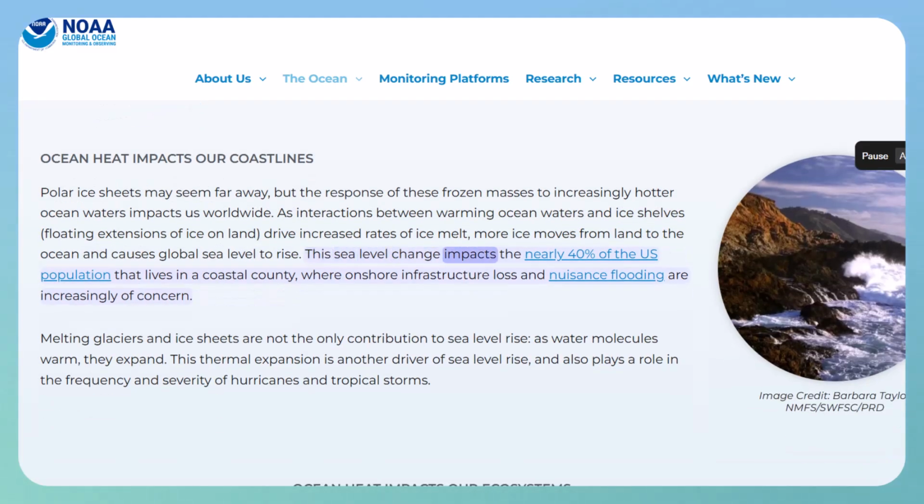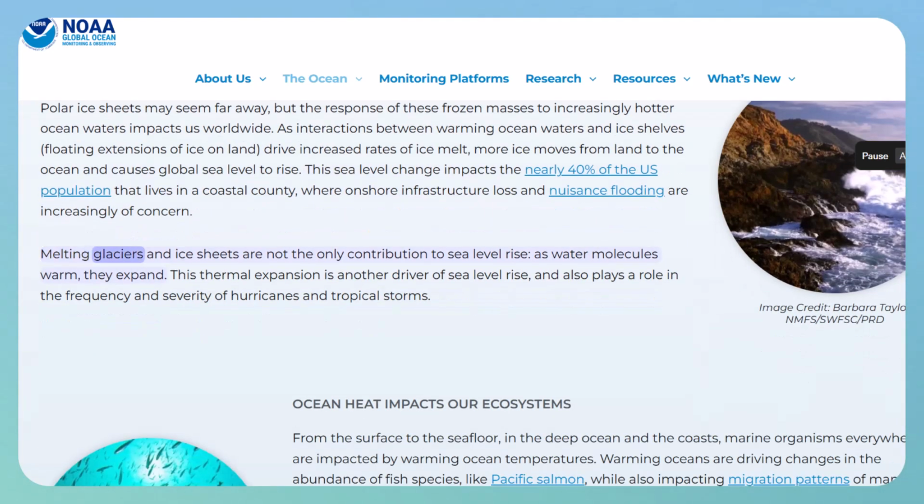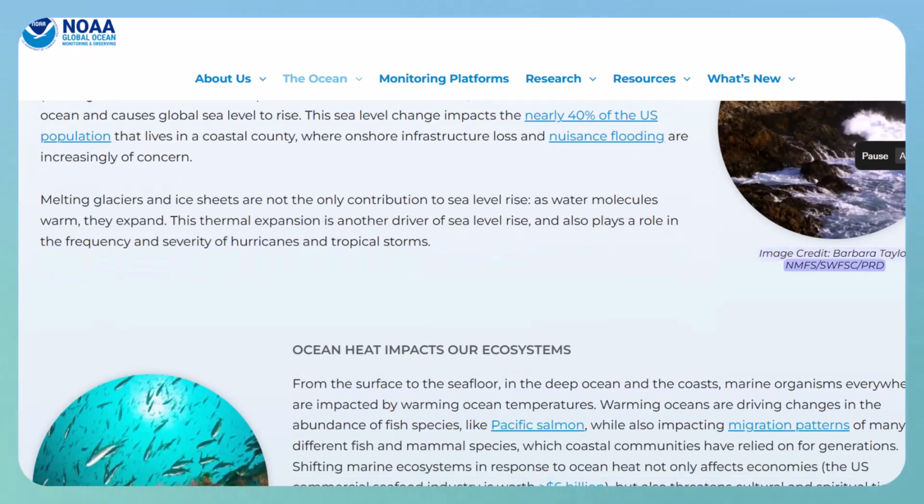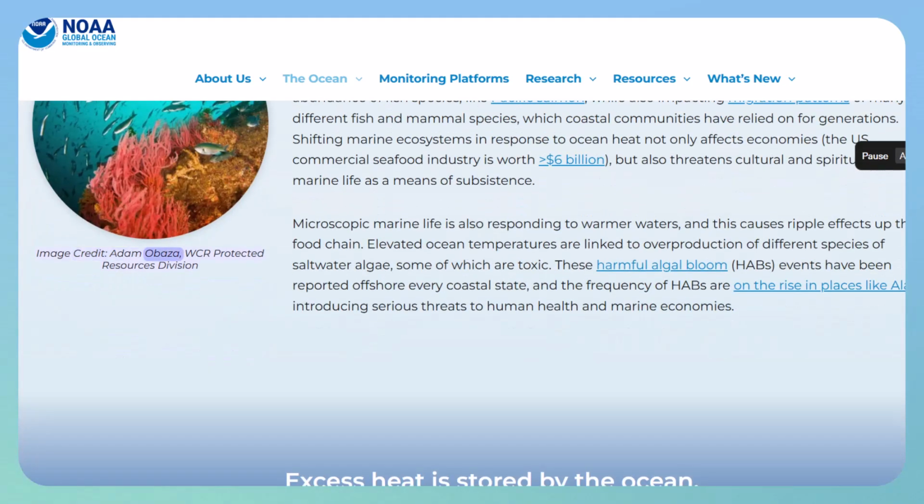This sea level change impacts the nearly 40% of the U.S. population that lives in a coastal county, where onshore infrastructure loss and nuisance flooding are increasingly of concern. Melting glaciers and ice sheets are not the only contribution to sea level rise. As water molecules warm, they expand. This thermal expansion is another driver of sea level rise, and also plays a role in the frequency and severity of hurricanes and tropical storms. Image credit, Barbara Taylor, NMFS/SWFSC/PRD. Image credit, Adamo Beza, WCR Protected Resources Division.